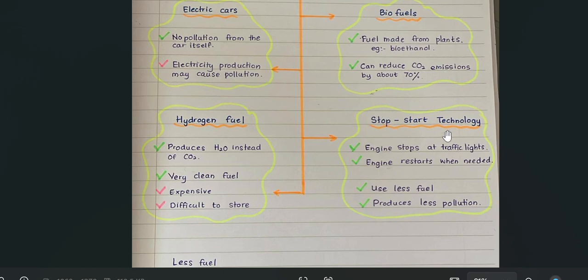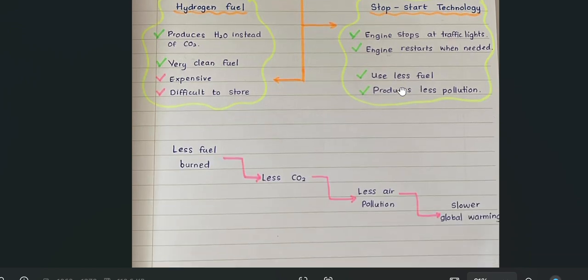So the last method is stop start technology. So this means the engine stops at traffic lights, and when needed the engine is restarting. So from this, one benefit for the drivers is it uses less fuel, so less costly for them. And another advantage for the environment is it's producing less pollution. So these are the factors you should know about cleaner car technologies.